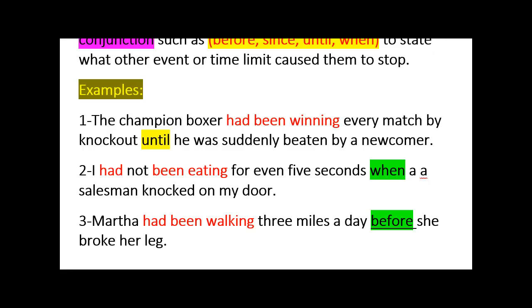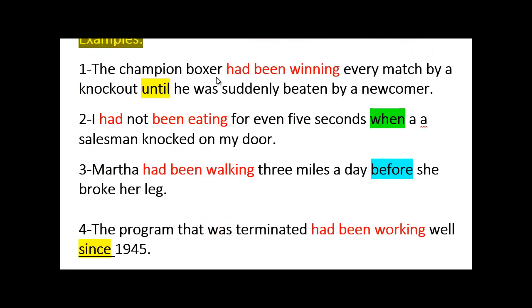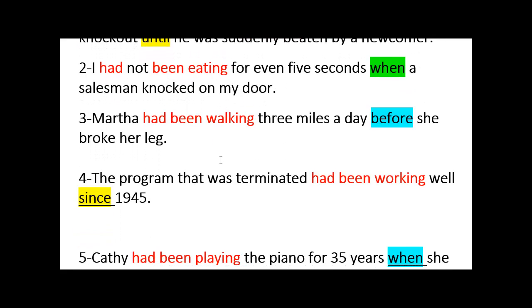conjunctions. Okay, the champion boxer had been winning every match by a knockout until he was suddenly beaten by a newcomer. I hadn't been eating for even 5 seconds when a salesman, okay, a salesman knocked on my door, okay. Martha had been walking 3 miles a day before she broke her leg, okay.